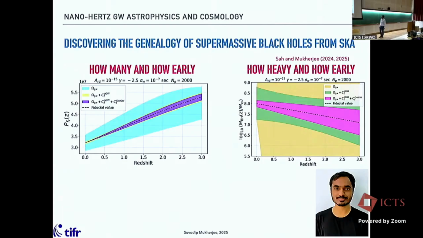And this is the plot you are seeing for SKA prospects, answering how many and how early they can form. Right now the error bars are infinity, there is no measurement. We will be in a position to put constraints on the redshift evolution of the occupation fraction of black holes at high redshift, and also the mass distribution of supermassive black holes as a function of redshift, telling how heavy and how early.